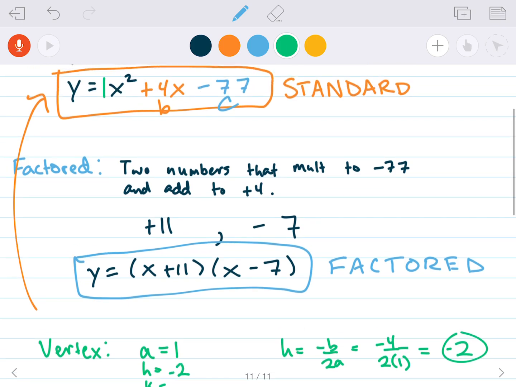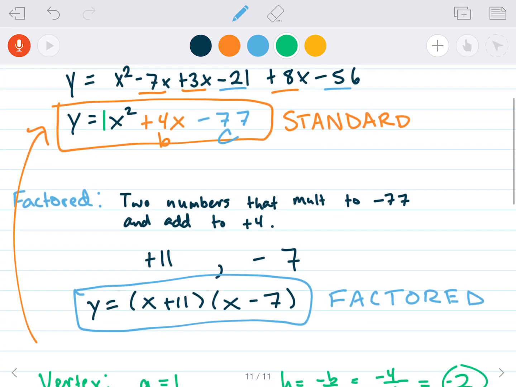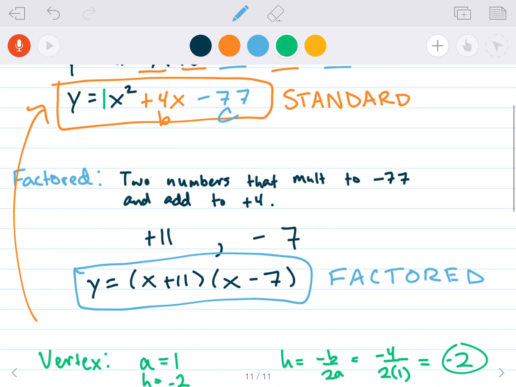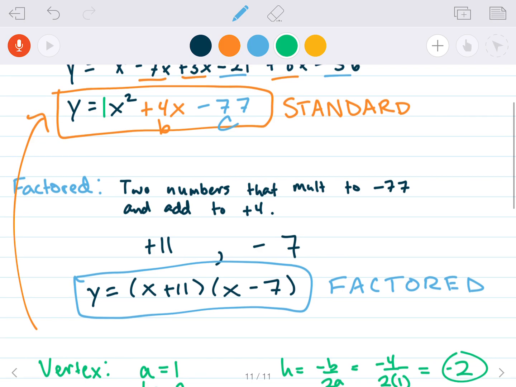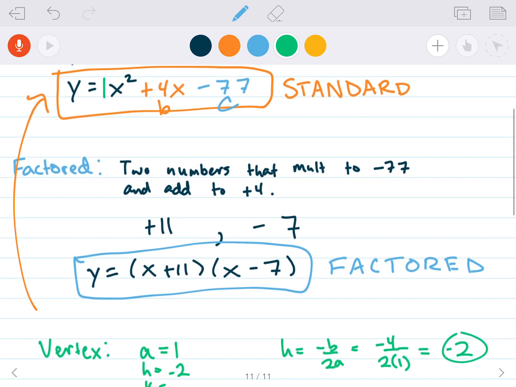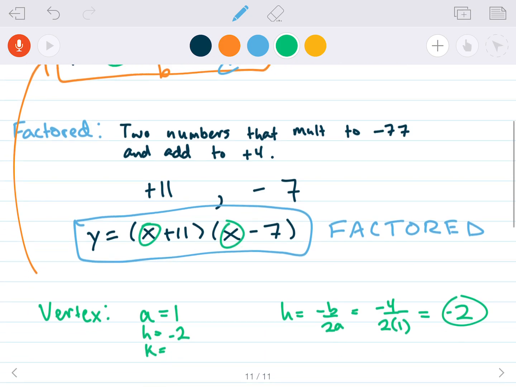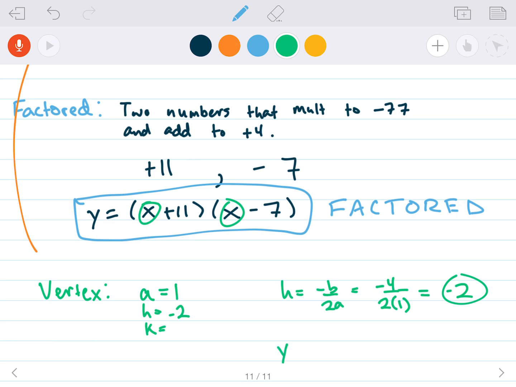And K I can figure out by plugging H into the function. Now, as we saw in the last slide, we could use the factored form to do this because it looks easier. Or if you want to keep doing it how we've been doing it, you can plug in -2 in standard form. But you can also plug it in factored. It doesn't matter. I'm going to plug it in factored just because it's easier.